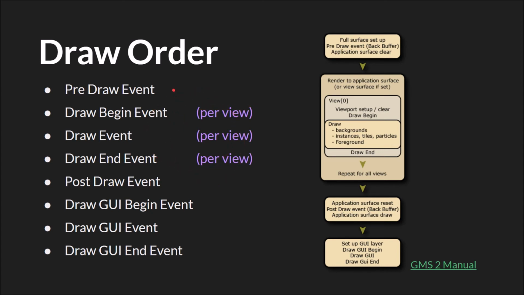So if you had three views, you would get the pre-draw event, then you would get the draw begin, draw end, draw begin, draw end, draw begin, draw end, then post-draw event. Then you would have the draw GUI begin event, the draw GUI event, and the draw GUI end event. This chart also contains some additional information, such as the application surface being cleared, the application surface being reset, the application surface drawing, and so on, which can be very helpful to know when those things occur.